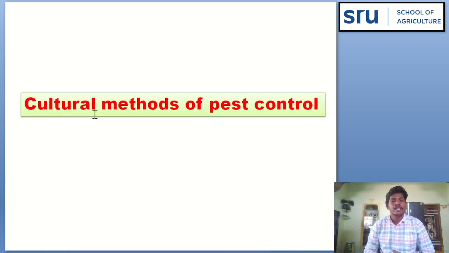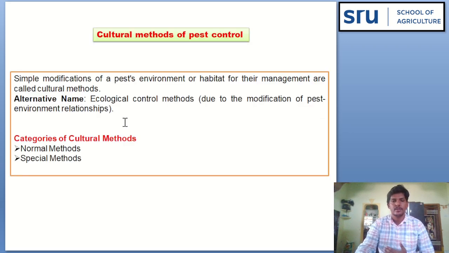Now we are discussing cultural methods of pest control in detail. What is cultural method of pest control? Simple modification of pest environment or habitat. Here we are just modifying pest environment or habitat. Simple modification of pest environment or habitat for the management of the pest is known as cultural method.